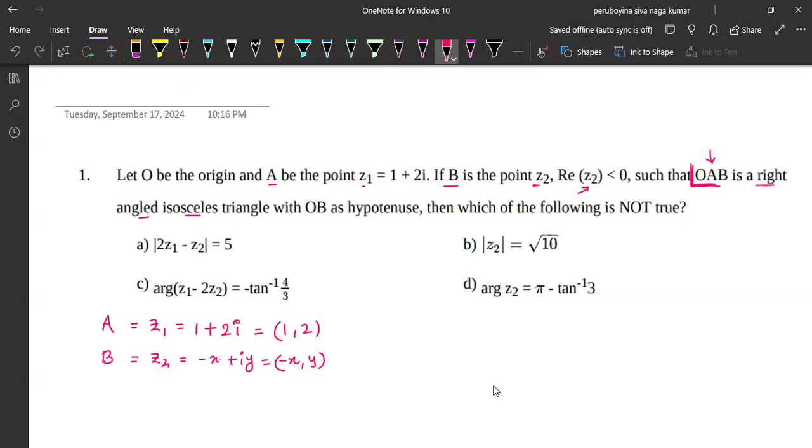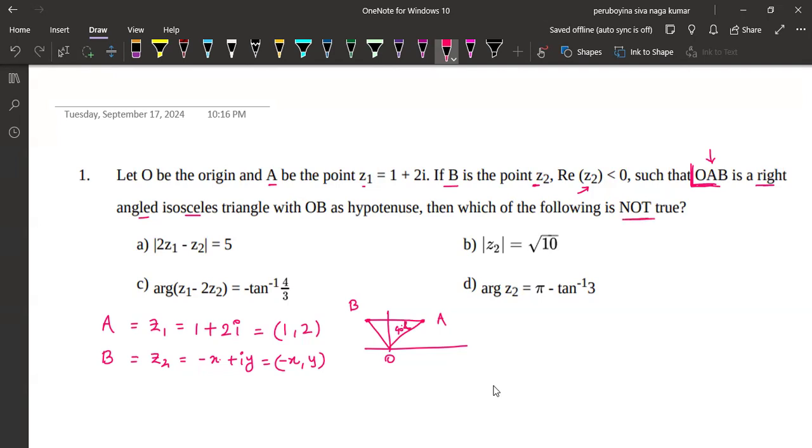So if you want to see graphically, we are not actually supposed to do it, but I want to show that. Everyone knows this is origin. And point A is somewhere here. And B point, since he said negative, lies in the second quadrant. So join all of these vertices. And at A, there is 90 degrees. And he said OB is hypotenuse. That means 90 degrees existed at A.